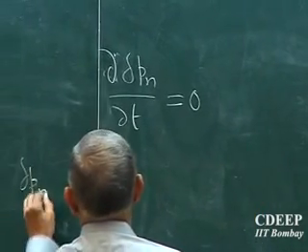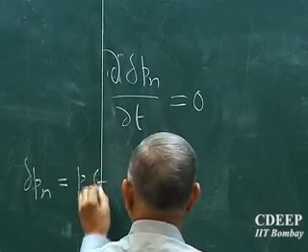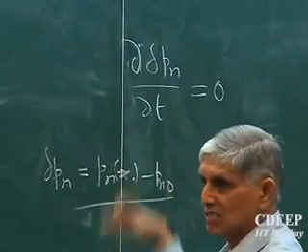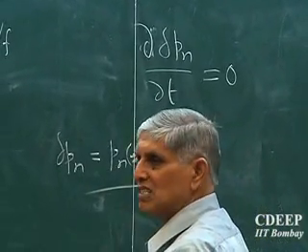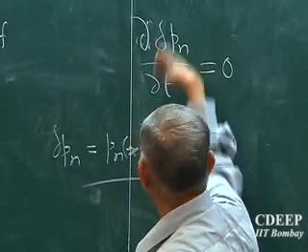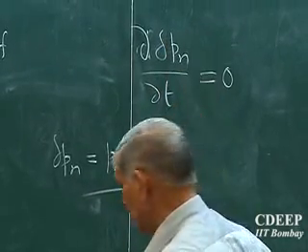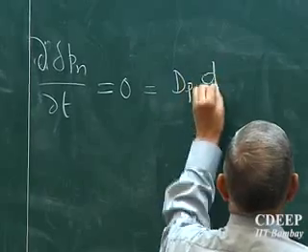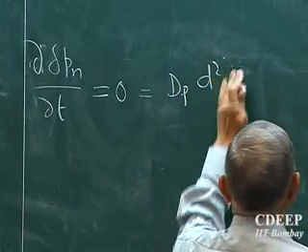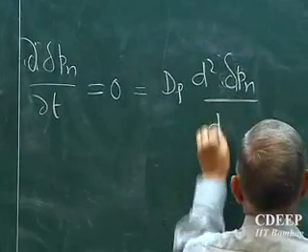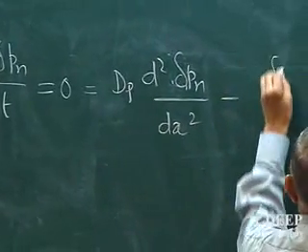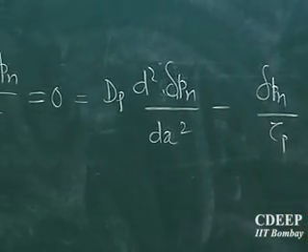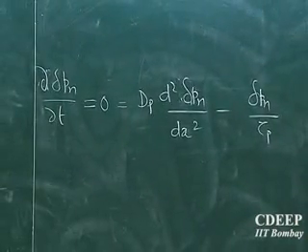Please remember delta Pn is equal to Pn, whatever x or y you call it, minus Pn0. These are excess carriers. This being constant, it's 0 anyway, so instead of writing dPn by dt, we can as well write d delta Pn by dt if you need. And the same way, if I write this, I will get Dp d square delta Pn upon dx square minus delta Pn by tau. This continuity equation we have already derived, we are just substituting back here.